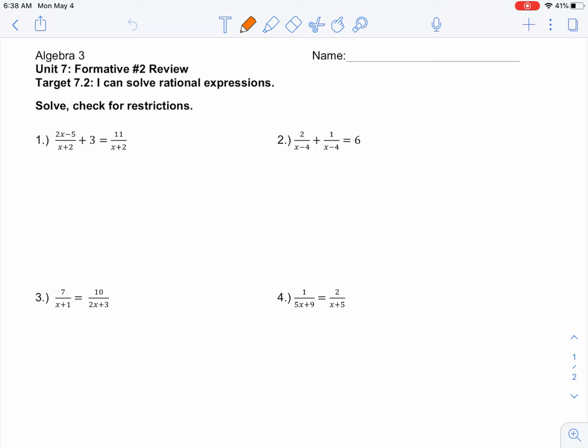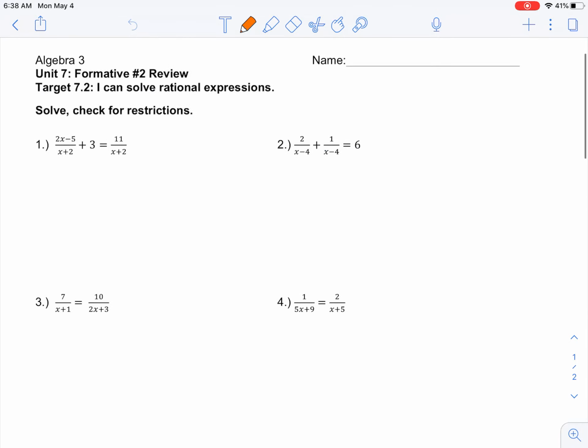So today's a review day for your quiz. Your quiz will be on Wednesday if you're in period 3 and on Thursday if you're in period 4. So I'm going to go through just a quick set of 4 problems with you. The quiz will be on solving rational expressions. So I was going to do 4 problems with you and then assign the quiz. And that link can be found in Schoology.